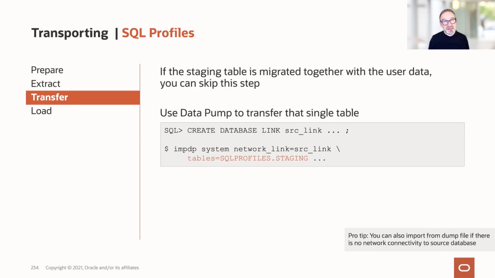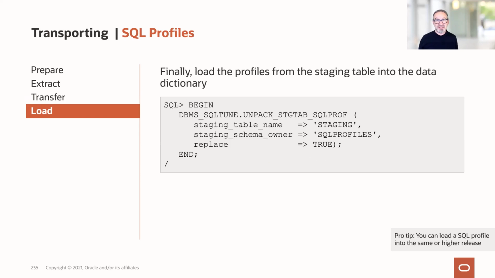Then you need to migrate the staging table over, unless you created it in a user schema you migrate anyway. And again here, create a database link and then impdp on the database link for this table and move it to the target database. And once it's received there, you load the profiles from the staging table into the dictionary with DBMS_SQLTUNE unpack staging table SQL prof.